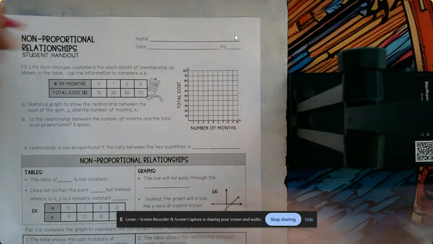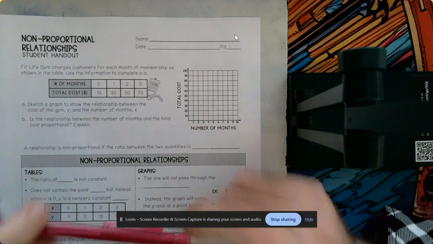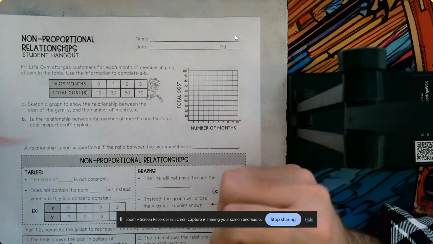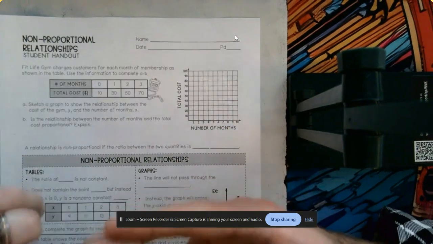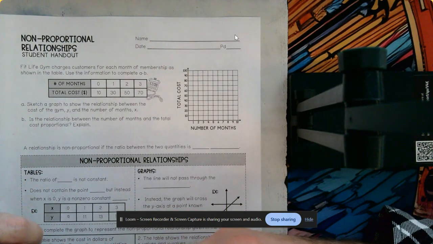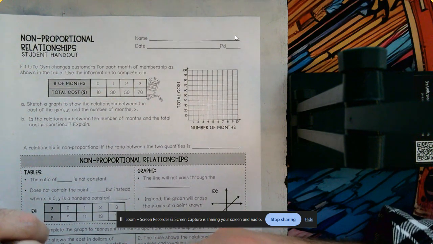Hey guys, welcome to 6.5 Video Notes, where we're looking at non-proportional relationships. So how can we identify if a relationship is non-proportional, and then how can they be represented as a table, graph, and equation? So this example says FitLife Gym charges customers for each month of a membership as shown in the table below. Use the information to complete A through B.